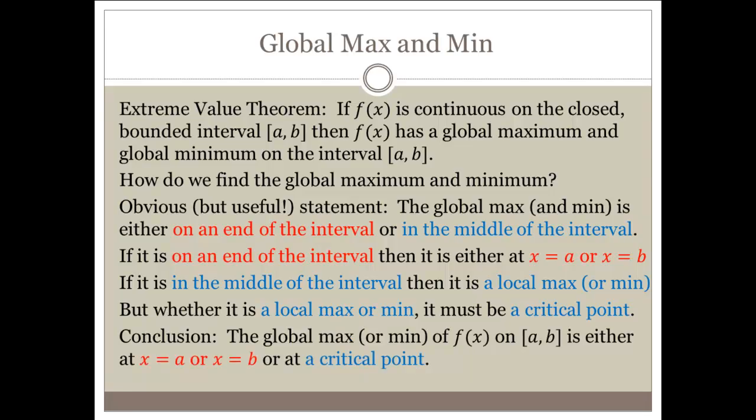So our conclusion is the global maximum or minimum of f of x on [a, b] is either at x equals a or x equals b, one of our endpoints, or at a critical point. So to find the global max and min, we need to find our endpoints a and b and all of the critical points.